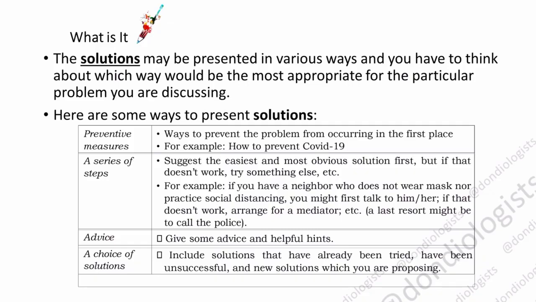For a series of steps, suggest the easiest and most obvious solution first, but if that does not work, try something else. For example, if you have a neighbor who does not wear mask nor practice social distancing, you might first talk to him or her. If that does not work, arrange for a mediator. A last resort might be to call the police. For advice, give some advice and helpful hints. A choice of solutions includes solutions that have already been tried, have been unsuccessful, and new solutions which you are proposing.